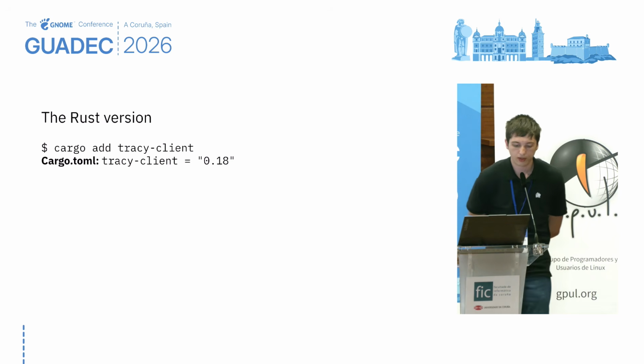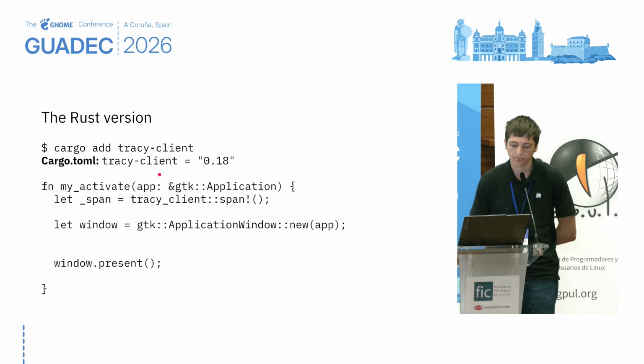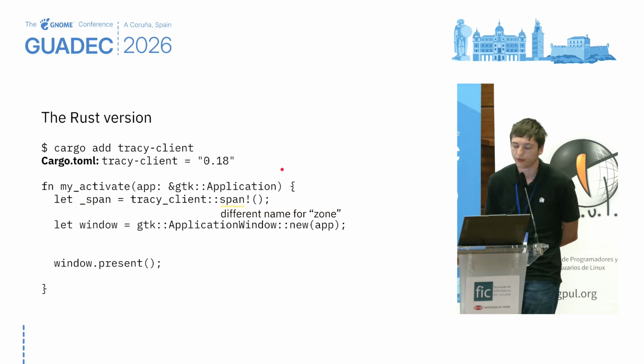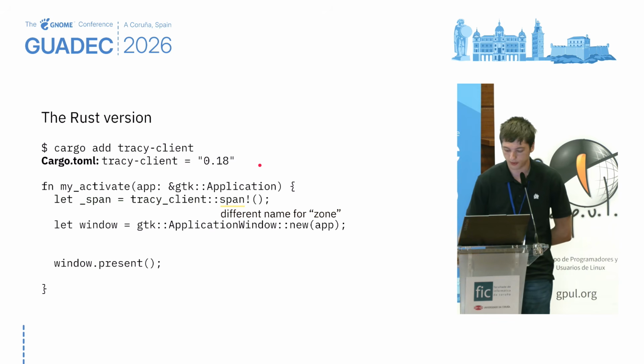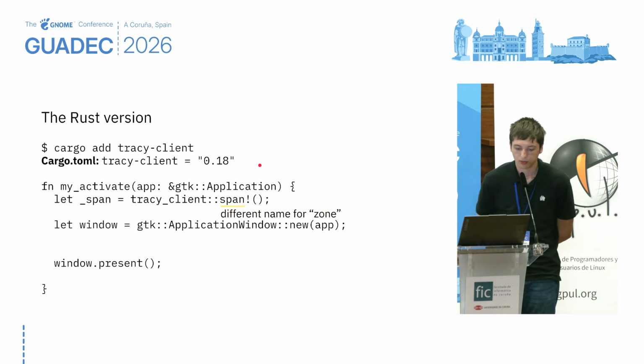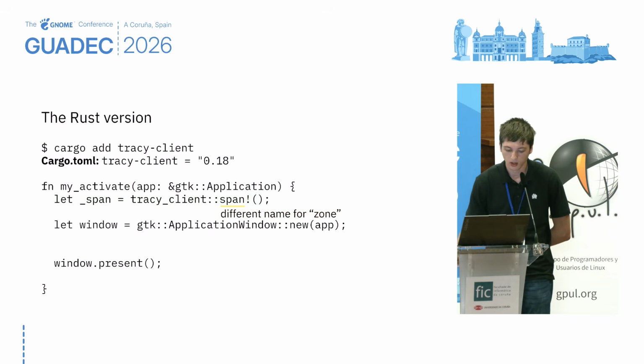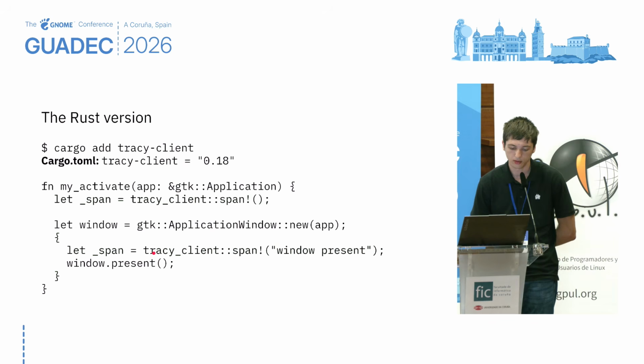So if you were writing this in Rust instead, there's the tracy-client crate, which wraps libtracy and provides you with a nice API. Here's the same activate callback, and you would write tracy_client::span. Here span is just a different name for zone. Different profilers use different names for the same thing. Here it's just called span. It basically stands for the zone. Now Rust does have destructors, so the zone will be closed in the drop implementation, so that you don't have to call end manually. And if you want to also profile window present, you can just start a scope with curly braces and add another span passing in the zone name.